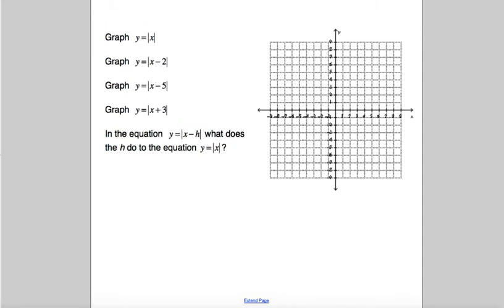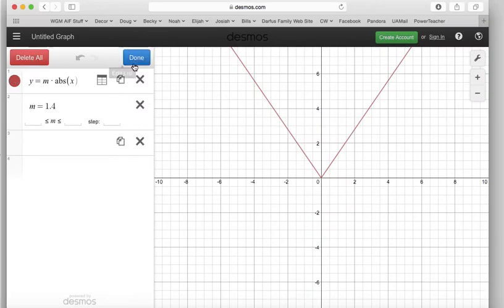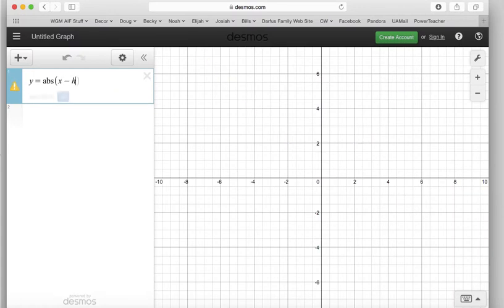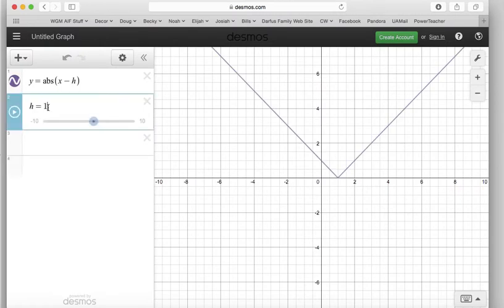So then we did the same thing again, only now we're adding or subtracting a number inside of the absolute value function. So we have y equals the absolute value of x minus h. So what does this h do? It's inside the absolute value. So I go back to my Desmos, and I'm going to erase what I have already, and I'm going to try a new function, y equals the absolute value of x minus h. And I tell it, okay, we'll have a slider for h, and I'm going to make this 0.